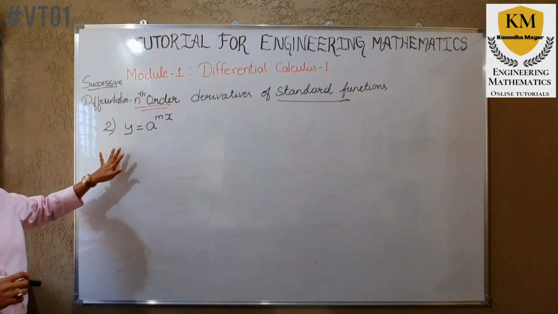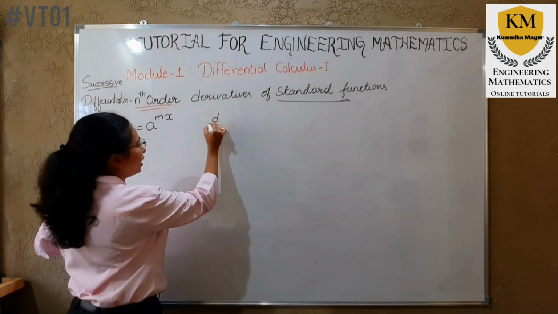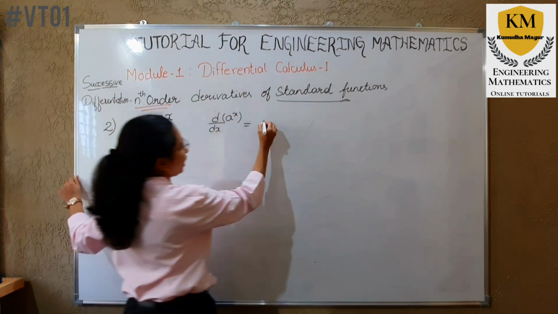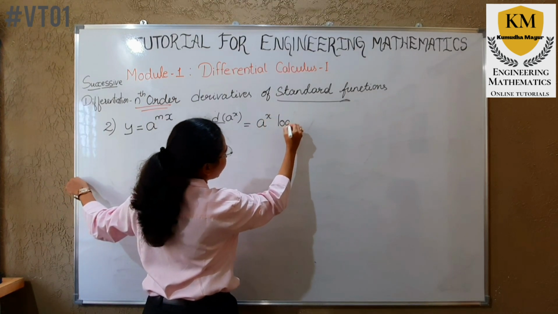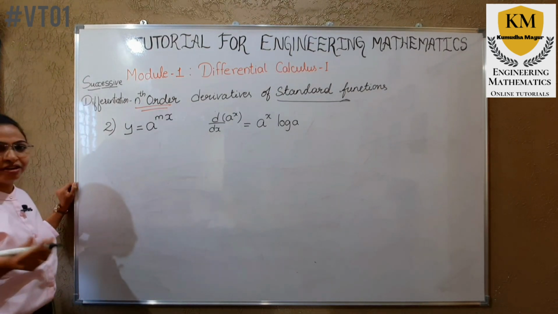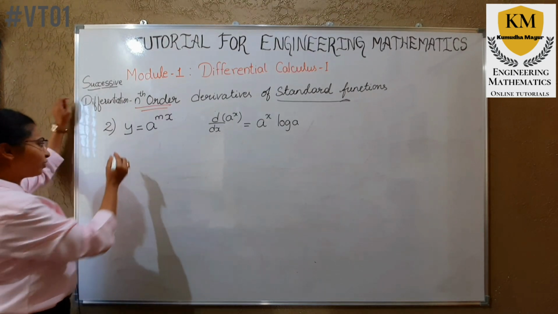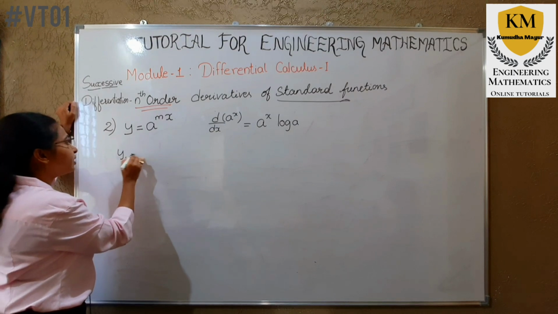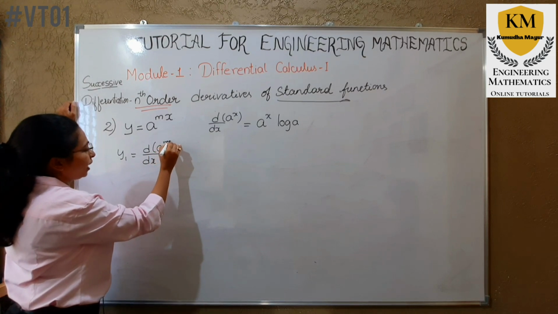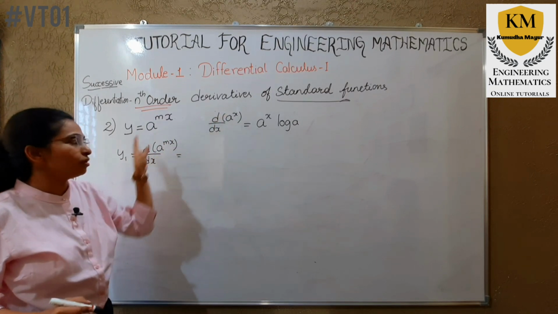Now further, the second function is y is equal to a to the power mx. So we know that d by dx of a to the power x is equal to a to the power x log a. This is a standard function which we learned in either 10th standard or PU classes. So let us start the same procedure that we did for the last standard function. Let me find y1 is equal to d by dx of a to the power mx.